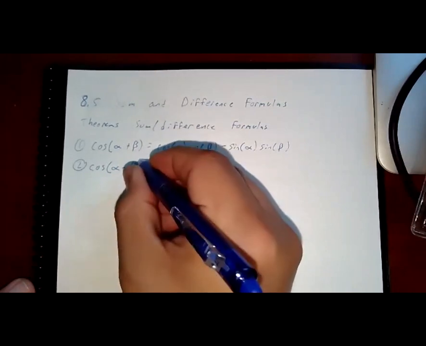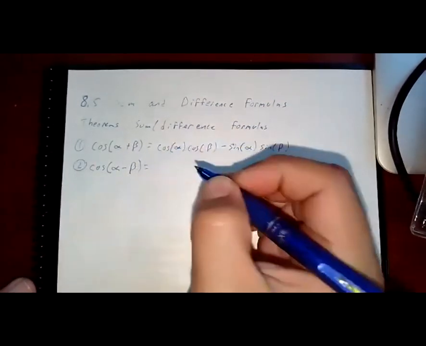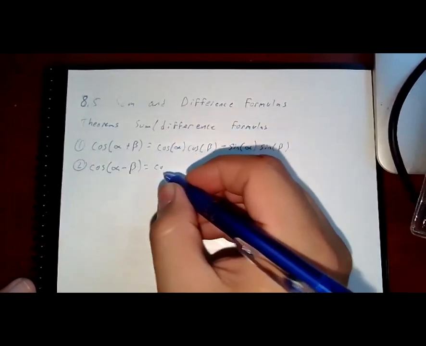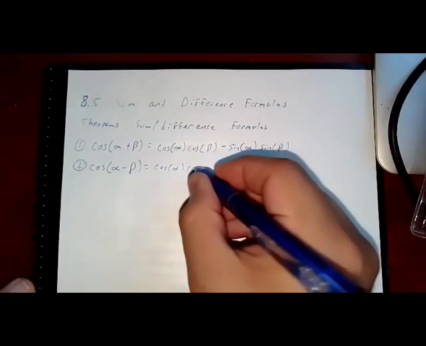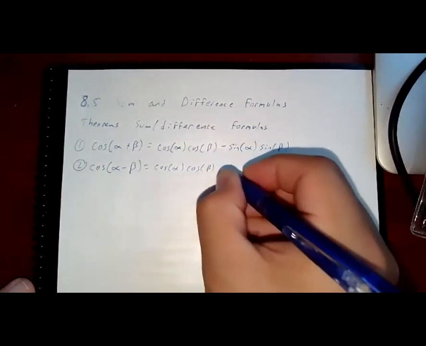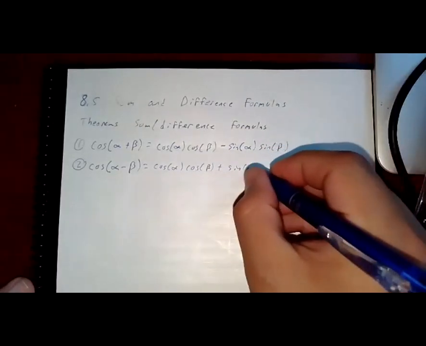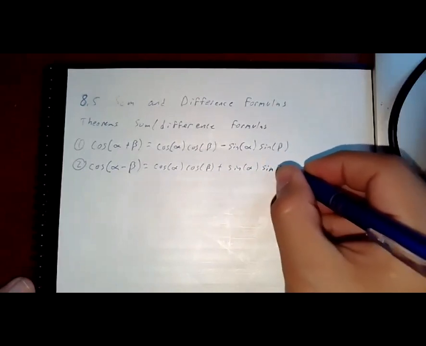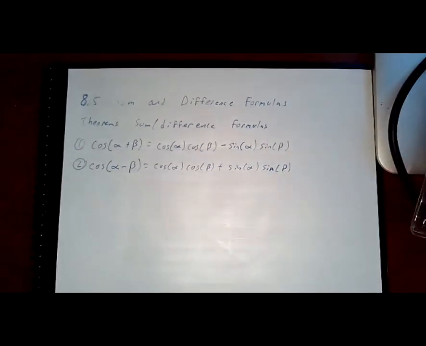Number two, cosine alpha minus beta is going to be equal to the same deal, except we put a plus in the middle. So cosine alpha cosine beta plus sine alpha sine beta. Okay.